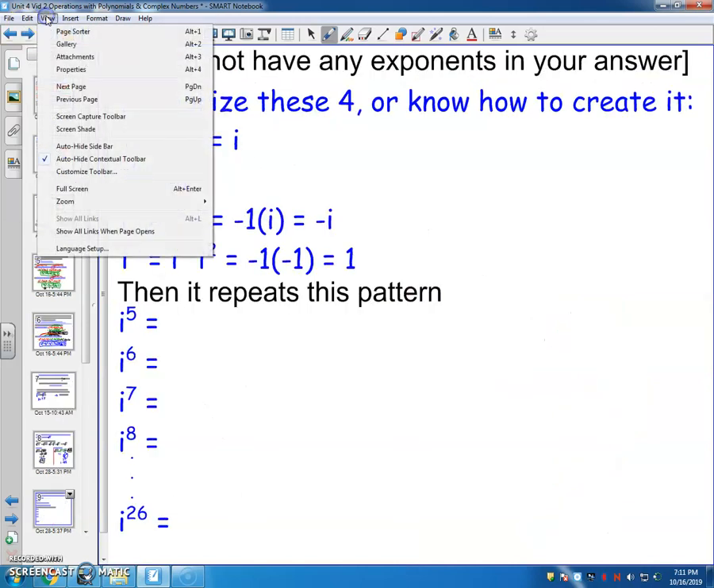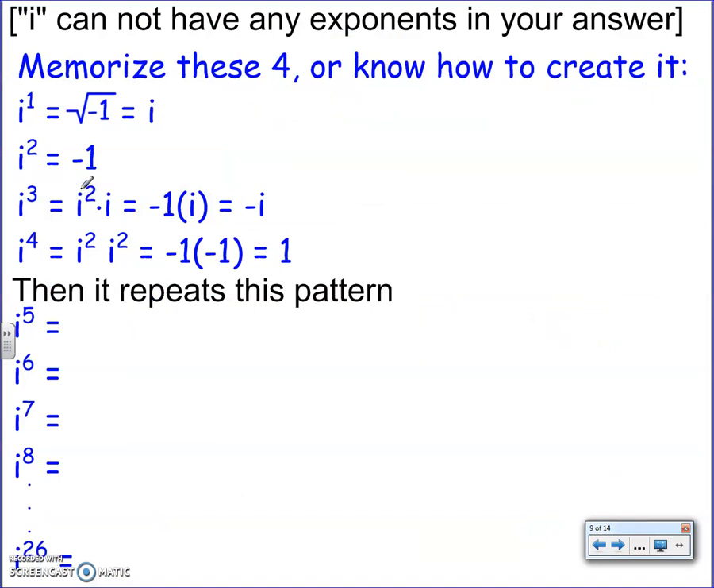All right, next slide. I cannot have any exponents. It's a weird rule. Memorize these 4 and now create it. Well, i to the first, the invisible 1 is okay. Again, that's just the square root of negative 1, that's i. Then by definition, i squared is negative 1. That's the main one. If you see i cubed, you use the exponent rule. So you change i cubed to i squared times i, because same base, you add exponents. i squared turns into negative 1, and i stays i. So really, i to the third power is just negative i.